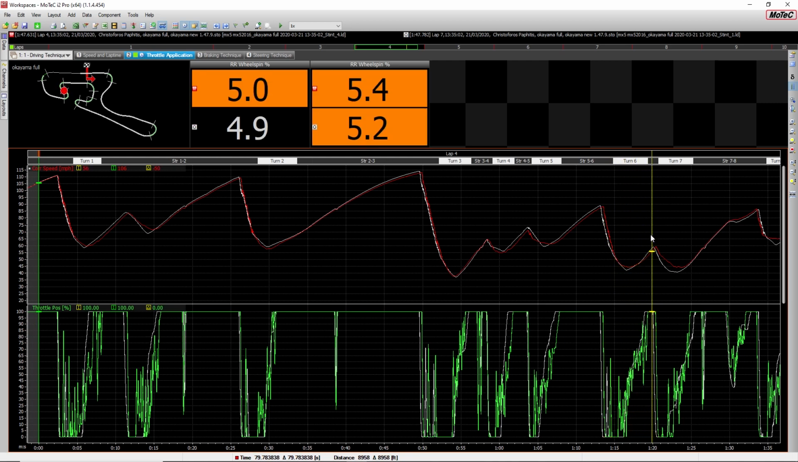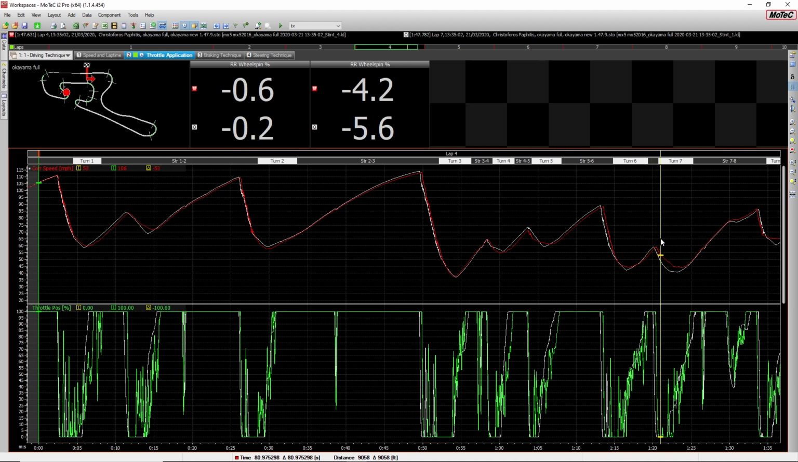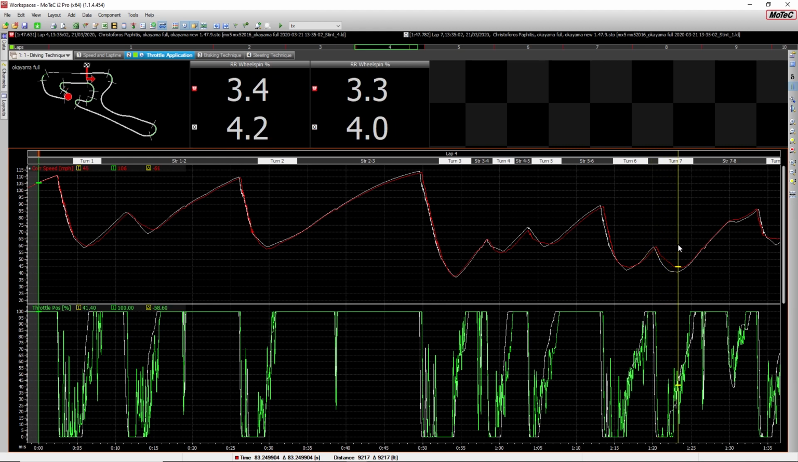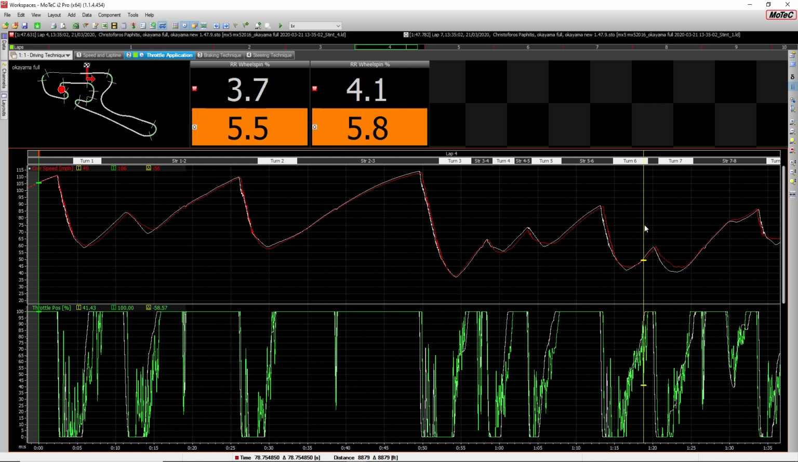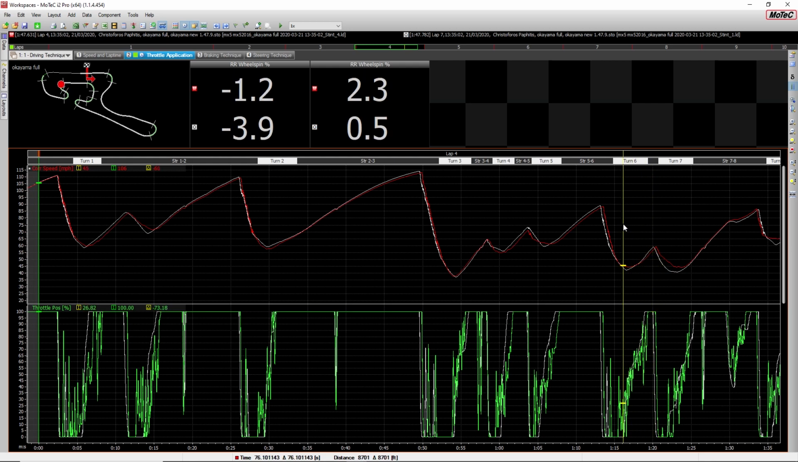And over here, it's quite amazing to see how much more speed I was able to carry into the corner. Probably this is where I gain most of the time and surpassed the time of the traditional throttle application. These are the chicanes, not the chicanes, the double turns.